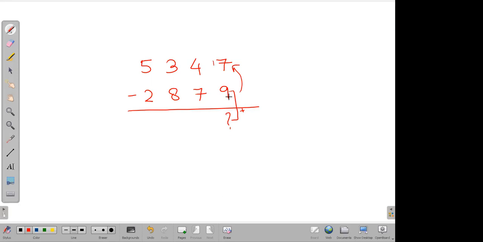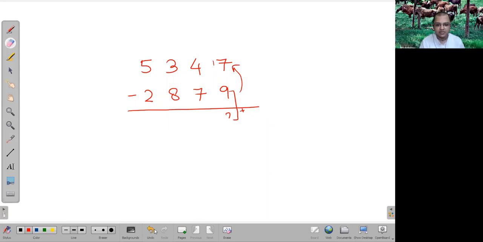9 plus 8 equals 17. Exactly, 9 plus 8 equals 17. Now that we have taken 17, 1, we will add that 1 in 7. This 1 will get added here to 7, and it will become 8.